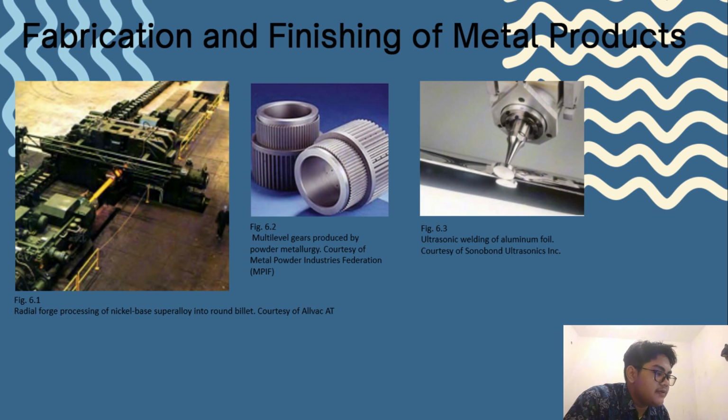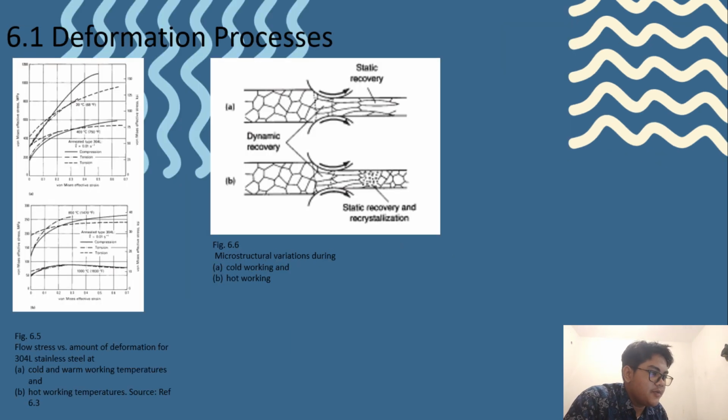Let's jump to the first content. 6.1 Deforming processes. In metalworking processes, a workpiece such as a billet or a blank sheet, for example, can be plastically deformed by a set of tools or dies to obtain the desired final thickness and geometrical configuration.